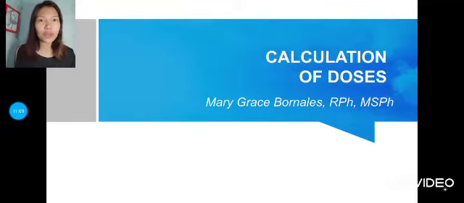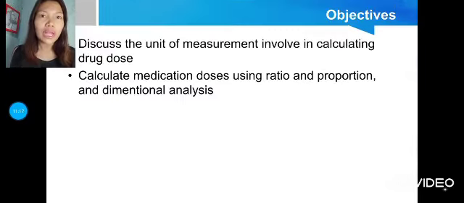Good day everyone. So for today we will discuss the calculation of doses. For today's discussion, we will tackle two objectives. First is to discuss the units of measurement that are involved in calculating drug doses. And second is to calculate medication doses using ratio and proportion and dimensional analysis.